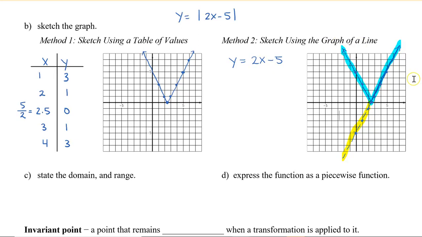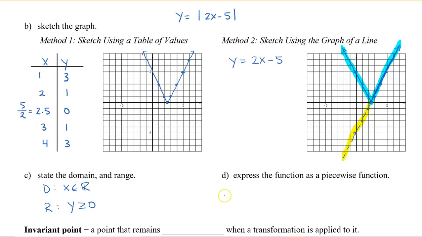All right, now using our graph, let's state the domain and range. So the domain is all real numbers. And the range, we can see it's greater than or equal to 0, since that is our smallest value.